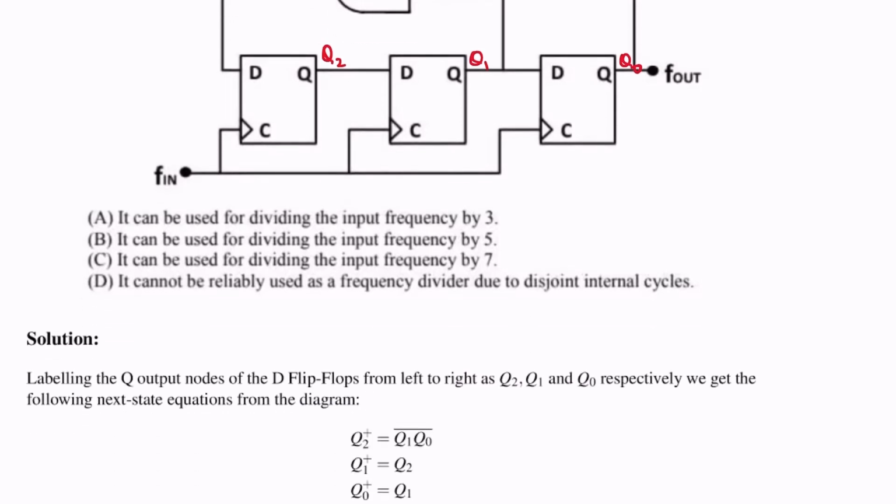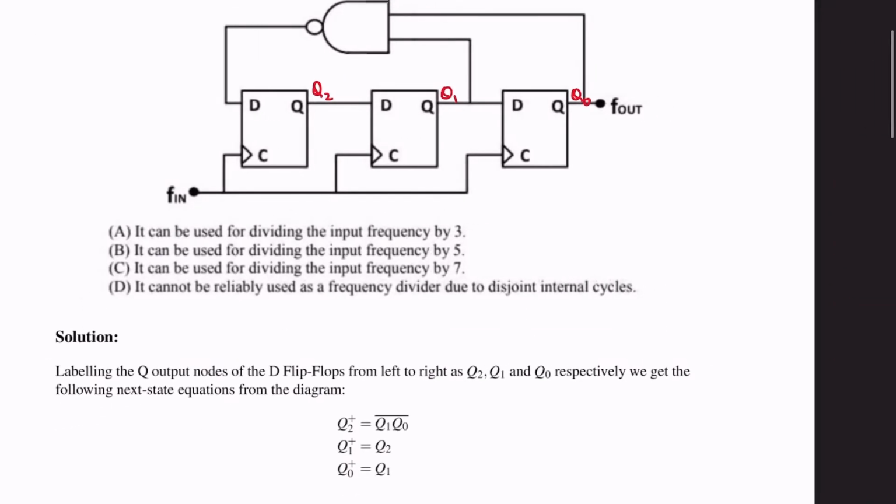With the state variables labeled, let's look at the next state equations. So Q2 plus is whatever Q2 will be after the clock hits, right? I'm assuming this is a positive edge triggered flip-flop. So after the clock hits, Q2 plus will take on the value of whatever D was when the clock hit, and D will be the current value of Q1 and the current value of Q0 NANDed. So it's Q1, Q0 the whole bar.